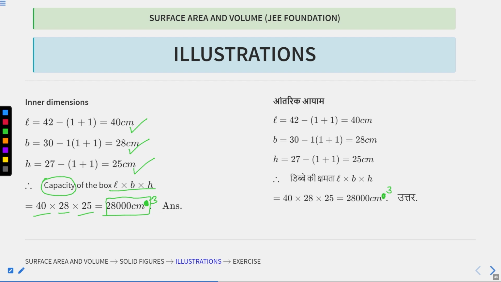So I hope this is also clear to you, how we reached here, why we subtracted 2 from every dimension because of the thickness. Let's move to the next.